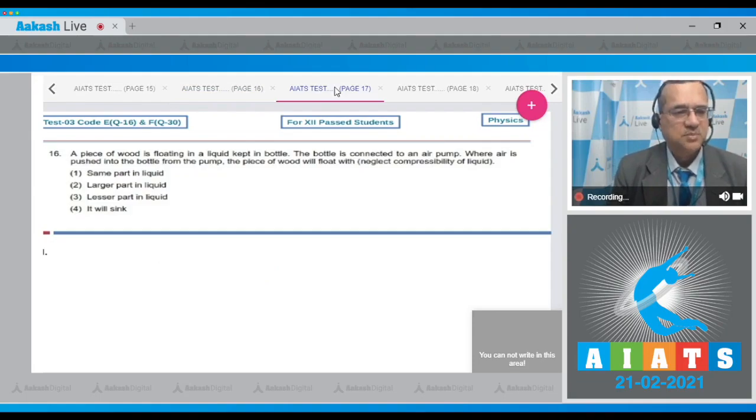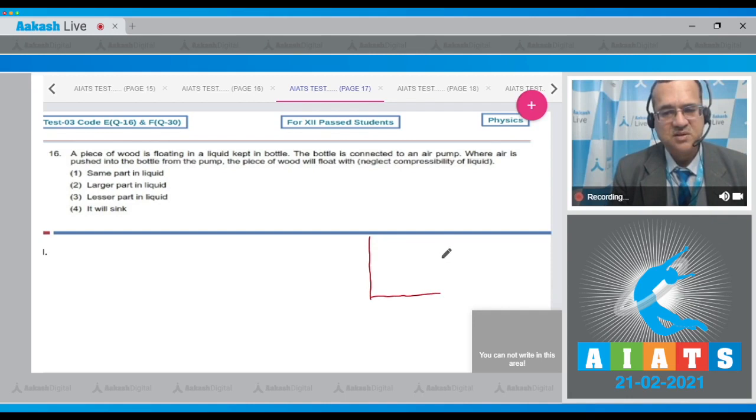Question number 16: a piece of wood is floating in a liquid kept in a bottle. The bottle is connected to an air pump. When the air is pushed into the bottle from the pump, the piece of wood will float with... It says, ignoring the compressibility of the liquid.